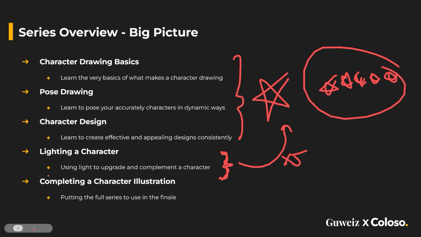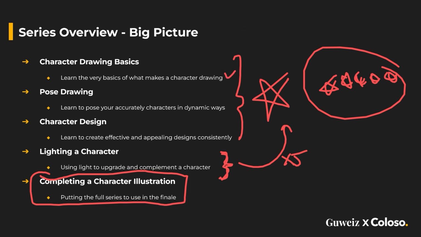And now for the finale of the entire signature series, we'll be completing a character illustration. Using all the knowledge we have learned, we'll be guiding you on how to create a character illustration with lighting, with design, with posing, and of course, at the same time, maintaining your basic core of what allows you to draw well. So there is the overview and big picture of the class.